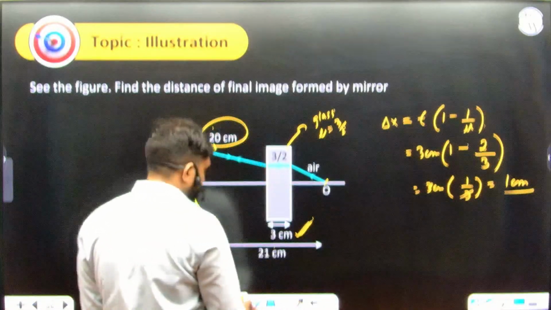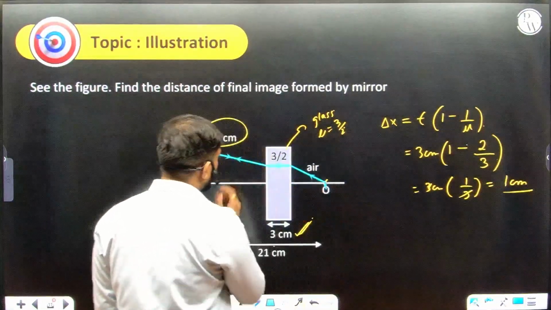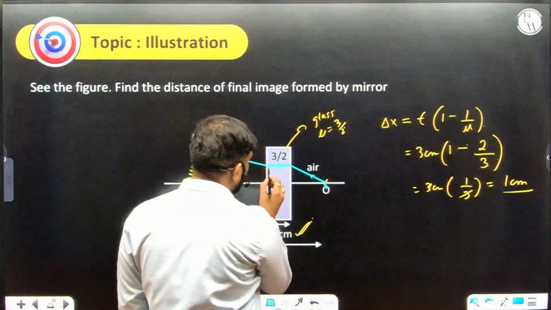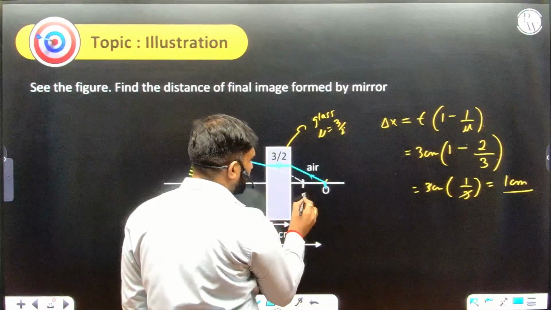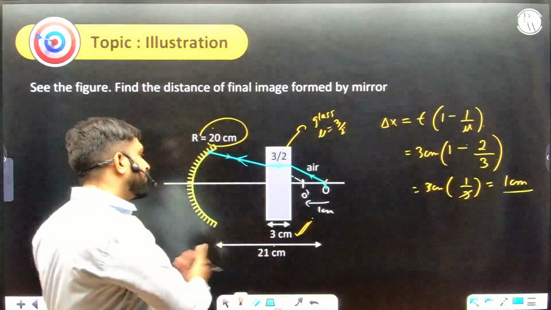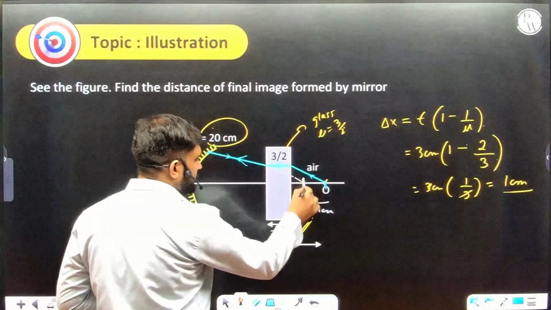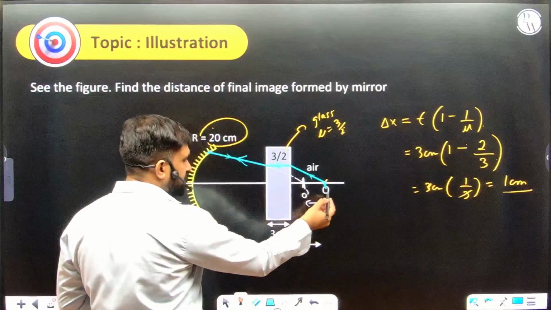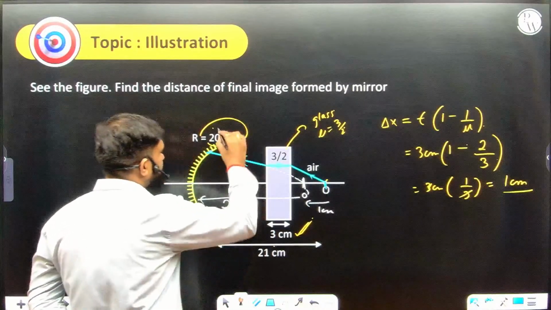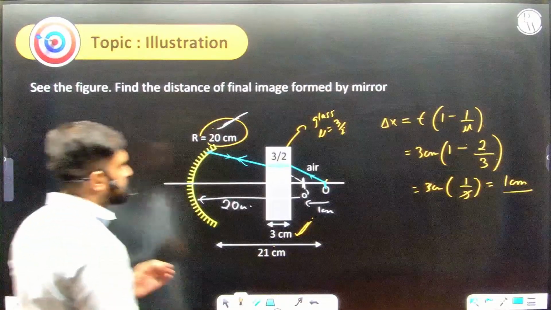So what does it mean? It means that this is the object. To the mirror, this ray which strikes appears to have been coming from this point O dash, which is 1 centimeter in front of the original object. Now check here, what is this distance? If I subtract 1 centimeter from 21, it becomes 20 centimeters. And what is 20 centimeters? It's the radius of curvature, which means O dash is located at the center of curvature.